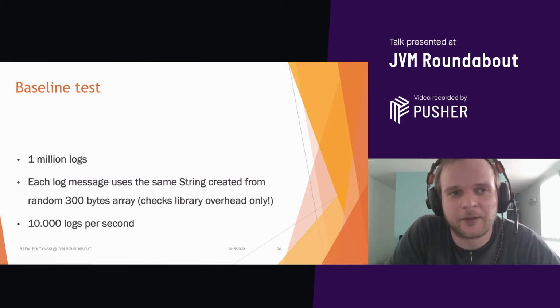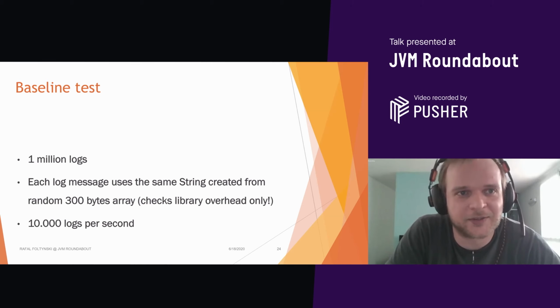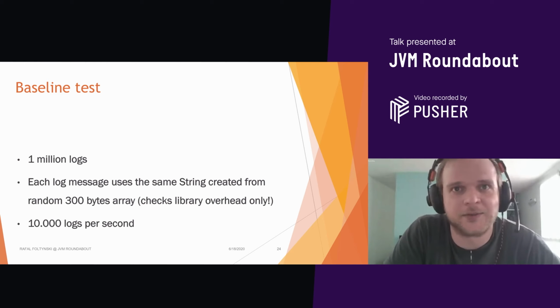So I've created a series of tests. The baseline test that I've used to present this case is a test where I'm going to send 1 million logs at the rate of 10,000 logs per second. For the log message, we're going to use exactly the same string, just allocating this particular string once. This string will be created from a 300 byte array, and this way we're going to be able to measure what's the actual framework overhead, what's the actual library overhead, how much memory the JVM has to allocate using the underlying code to send these batches.